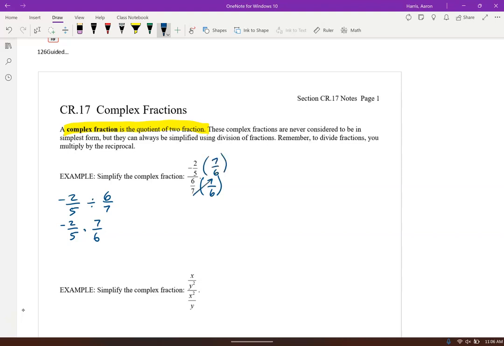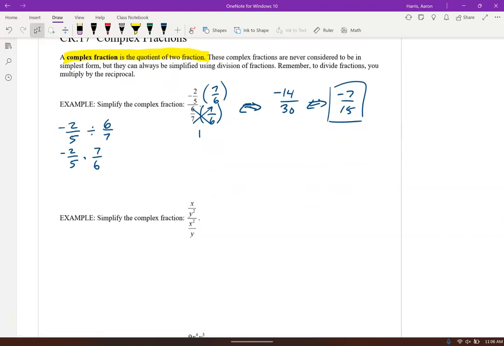So 7/6 over 7/6 leaves us with just a 1 on the bottom. 42 over 42. Now on the top it looks like we got negative 2 times 7, 5 times 6, which reduces to negative 7 over 15.